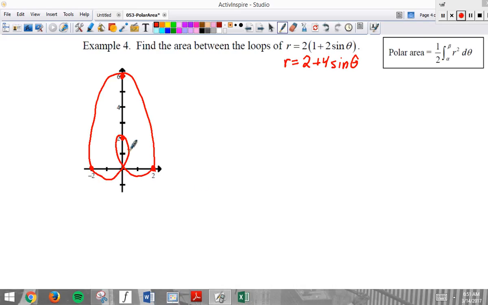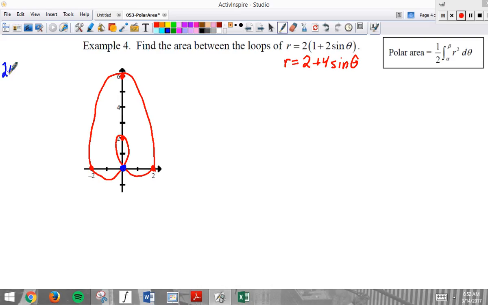So the area between the loops. I want the area between the loops here. So let's worry about whether we hit the pole, or whether it will intersect itself, right? I'm pretty sure it intersects the pole. Like, let's say that's the pole. Let's try to find out where that is.